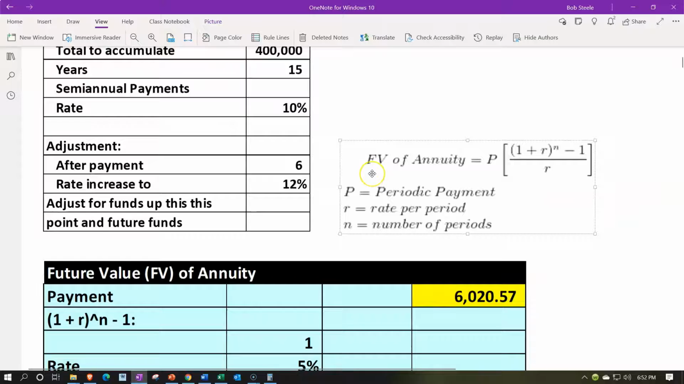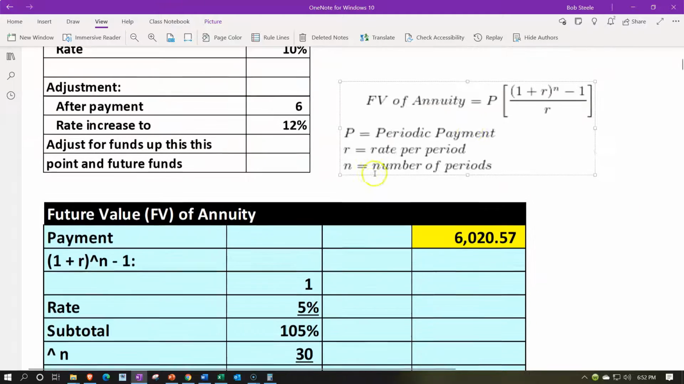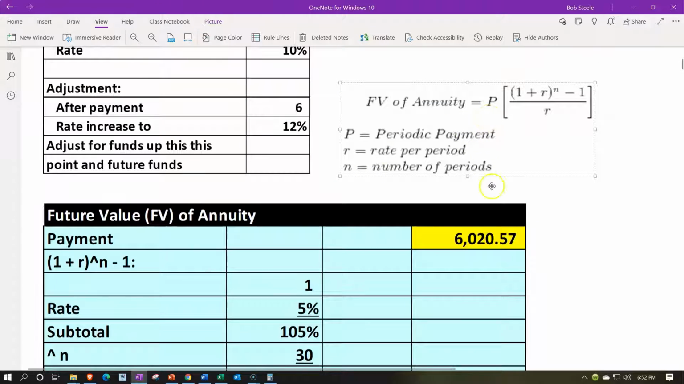So let's do that. First, you could do it algebraically, and then second, we're going to put this formula into our table. The yellow item up here, this would be the unknown.